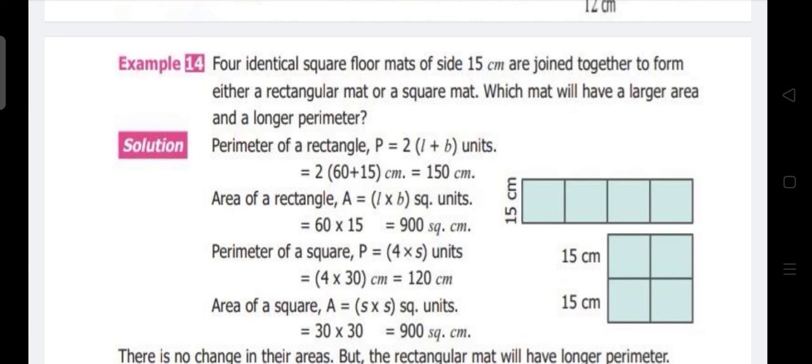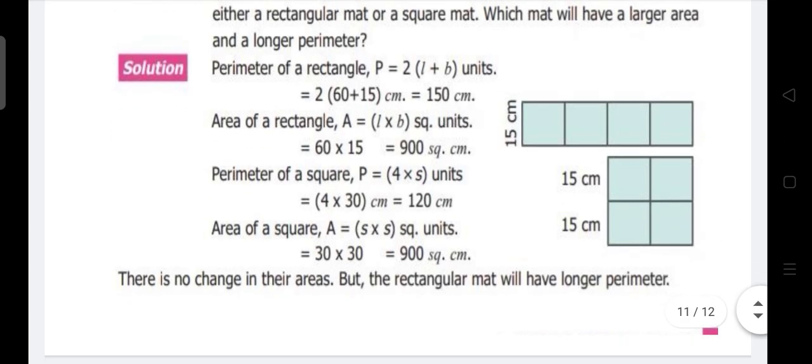Perimeter in the square shape, see, 4 into S, that is 4 into 30, 120 centimeter. Area of the square is A is equal to S into S, that is 30 into 30, you will get 900. Both areas are the same but the perimeter is different. There is no change in their areas but the rectangular mat will have a longer perimeter.